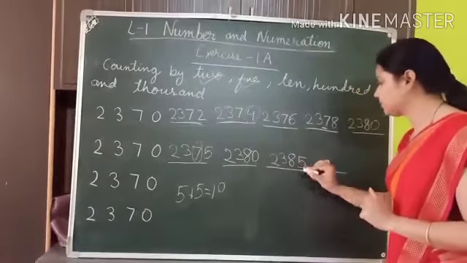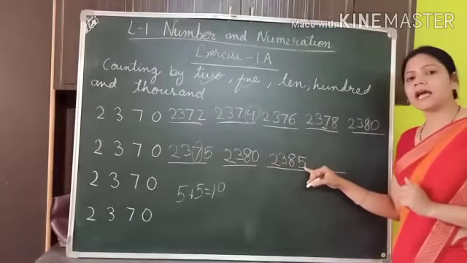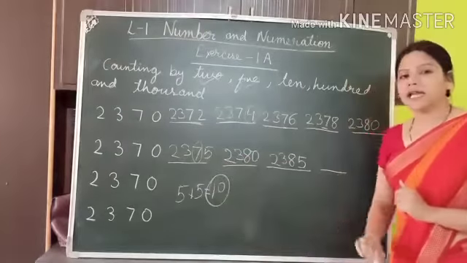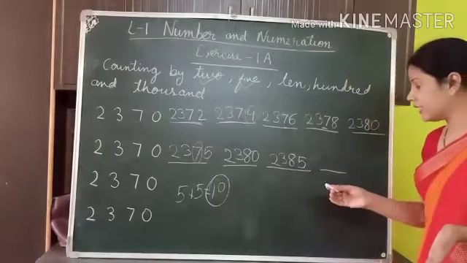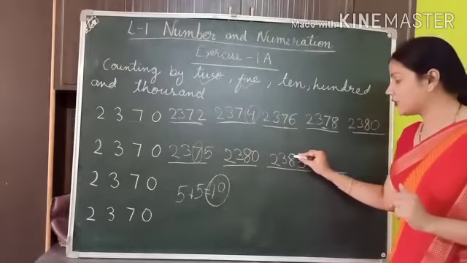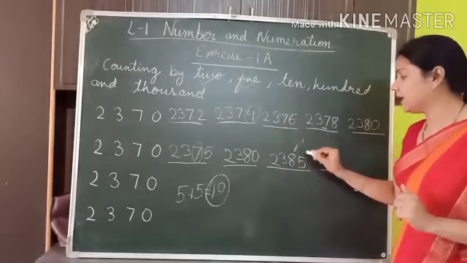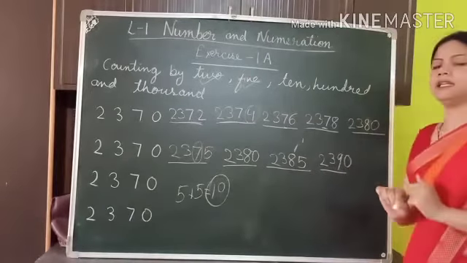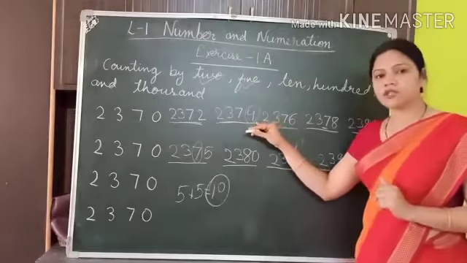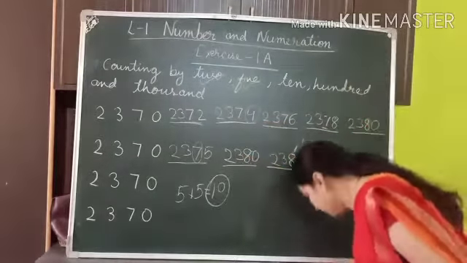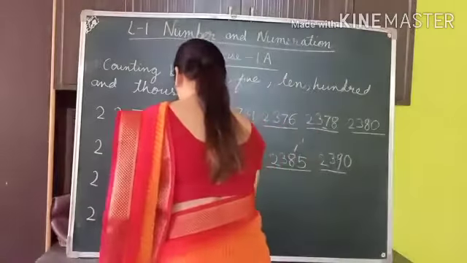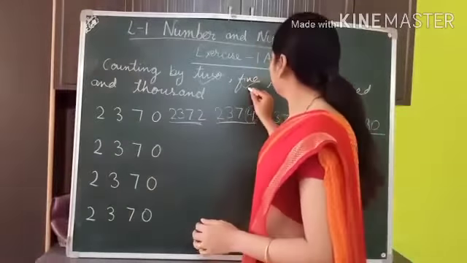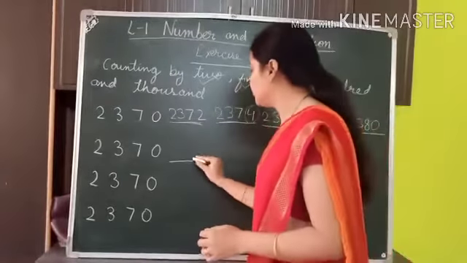Very good. And again, if we will add 5 plus 5, again which number we will get? 10. So again, where we have to increase? Here. No, we have to increase one number here. So 2390. Okay. So counting by 2, counting by 5. Clear? Now, counting by 5 is also done.